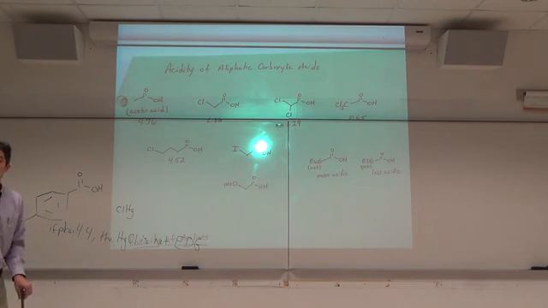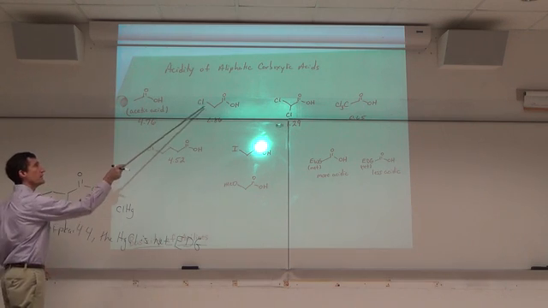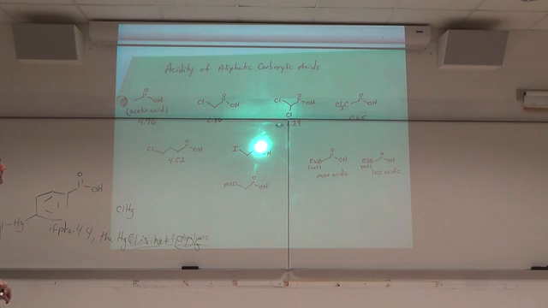Olefinic means double bonds present. Aromatic, of course, the aromatic ring. Saturated and aliphatic pretty much means the same thing. But that's just a portion other than your functional group. Okay, acetic acid, 4.76.